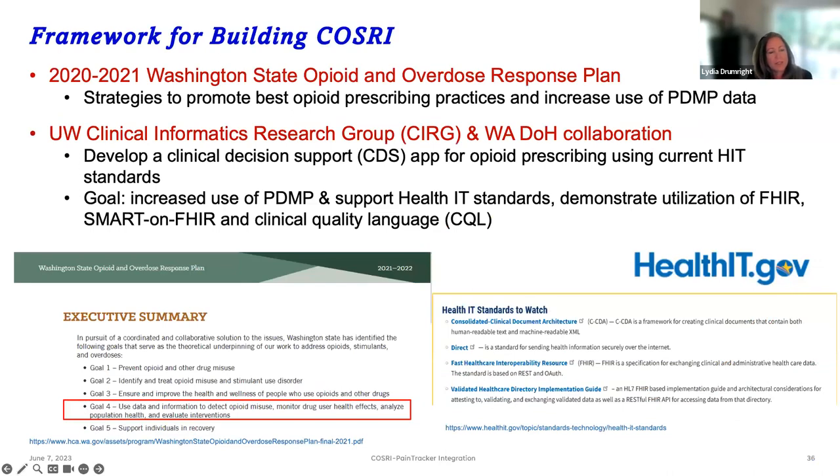And the framework for building this was done in partnership with Washington State Department of Health. We were looking at their overdose and opioid response plan, and one of the strategies was that providers utilize PDMP more and more effectively. We are the University of Washington Clinical Informatics Research Group, and we decided to develop a clinical decision support app for opioid prescribing. It was really important to us to include healthit.gov standards so that this was usable across not only the state of Washington, but other places. We wanted to increase the use of PDMP and support these standards and use other health IT supported technology such as clinical quality language. Next slide, please.